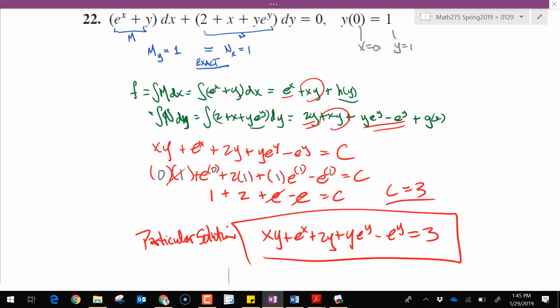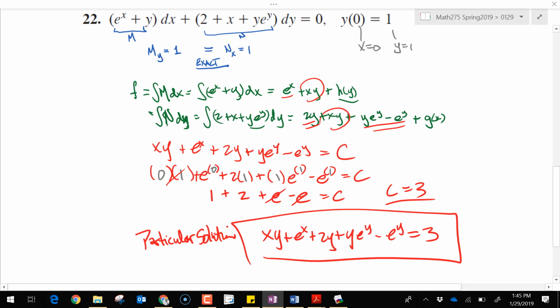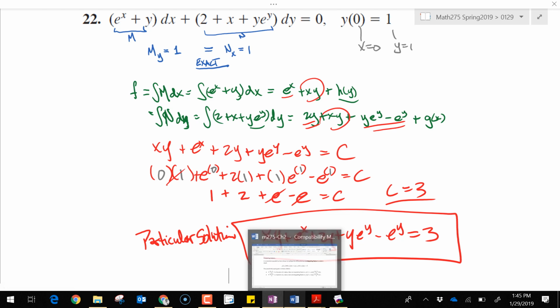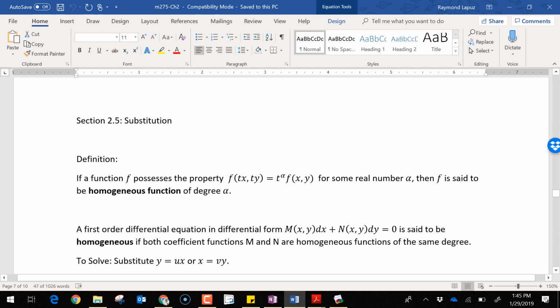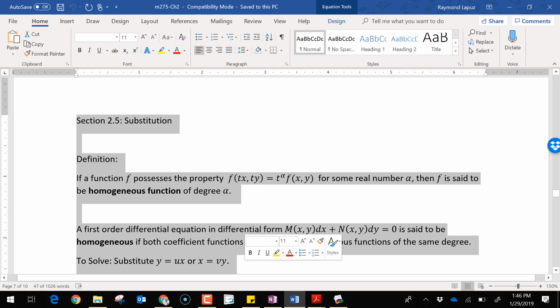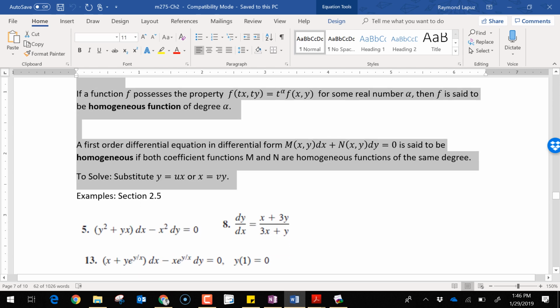All right. Let's look ahead to the next section, which is some sort of substitution. Now, the substitution in section 2.5 is not just one substitution method. It's actually 3 substitution methods that we're going to consider. So let's take a look at one of them. And one of them depends on this idea of what's called the homogeneous function and homogeneous differential equation.